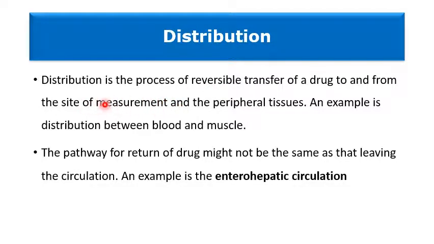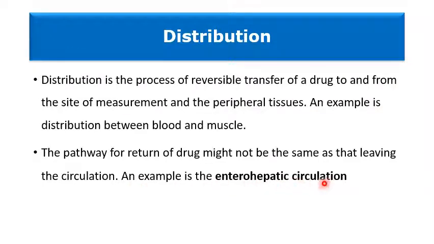The site of measurement usually is the plasma or the blood. An example is the distribution in the blood and muscle. The pathway for return of drug might not be the same as that leaving the circulation. An example is the enterohepatic circulation, which means if the drug is moved out of the plasma or out of the blood, which is the central compartment, to other peripheral compartments, it's not necessary for the drug to return to the central compartment from the same pathway.